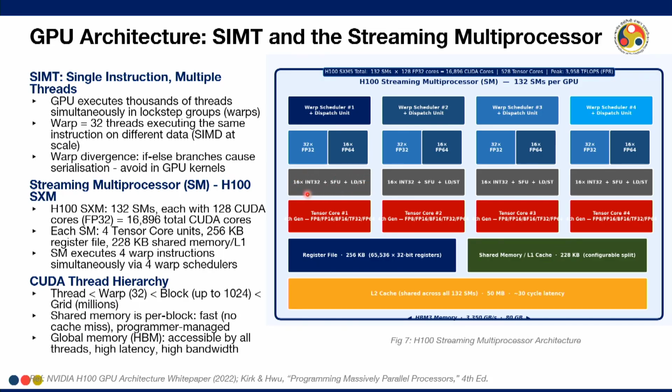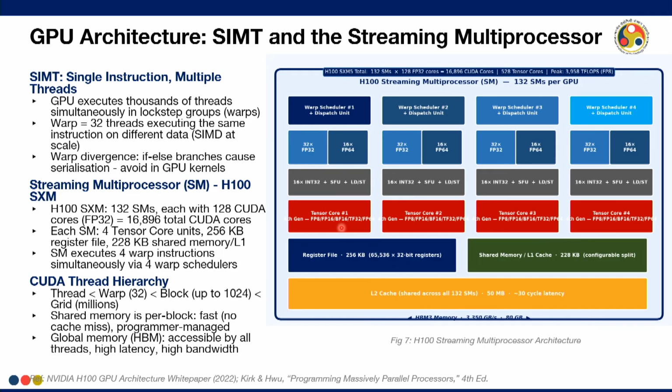Essentially this unit is highly specialized for integer processing, integer operations, and special function units are highly specialized for functions like sine, log, and different transcendental functions in mathematics. And it also has the load store units, which are basically doing the memory operations, right? And you also have these tensor cores. Now tensor cores are the key ingredient for AI algorithms or AI workloads.